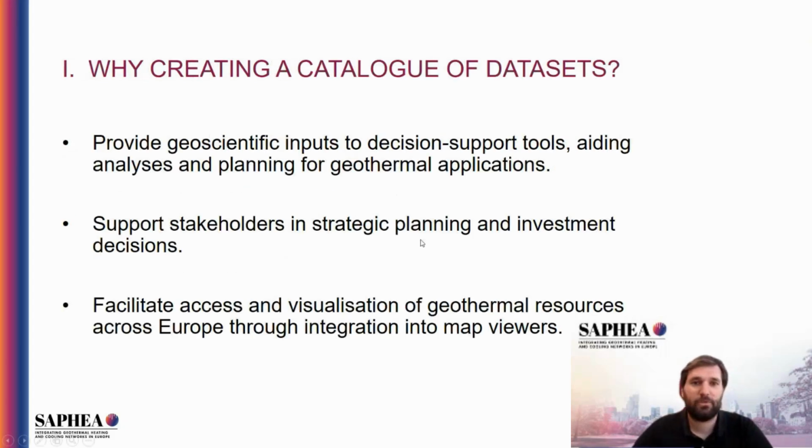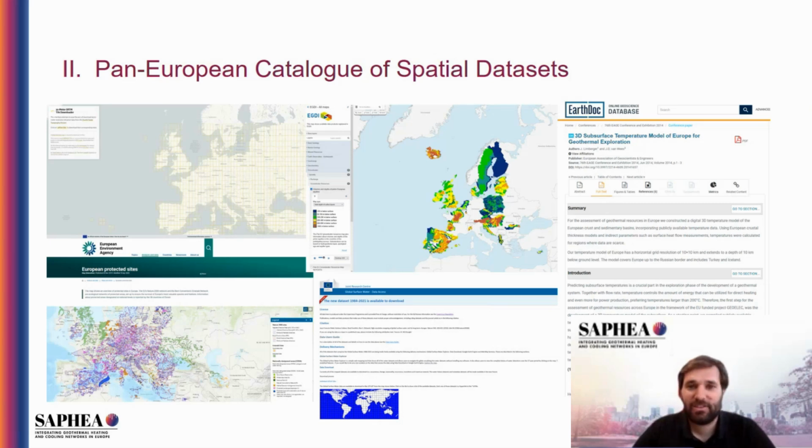So why is it important to create a catalog of datasets for geothermal energy planning? First of all, it allows to provide geoscientific inputs to decision support tools, aiding analysis and planning for geothermal applications. It also helps to support stakeholders in strategic planning and investment decisions. It also has a last goal: to facilitate access and the visualization of geothermal resources across Europe through integration into various map viewers. So what exactly is inside this catalog of spatial datasets?